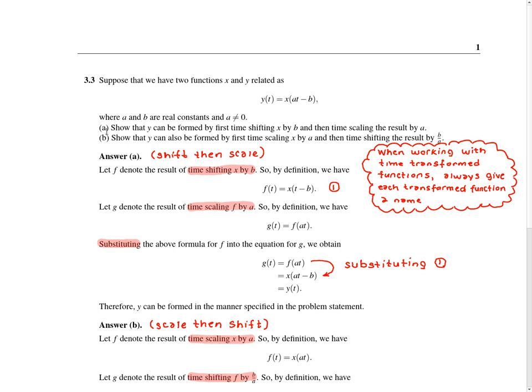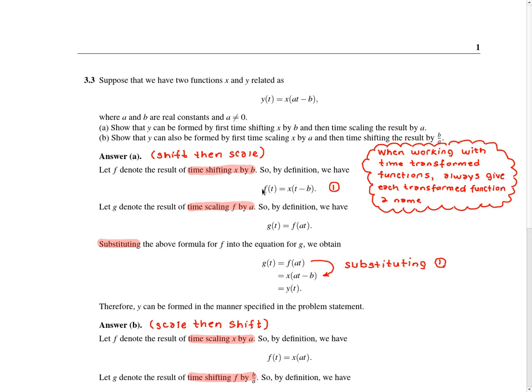So let's do part A first. We want to show that y can be formed by first shifting x by b and then time scaling the result by a. So I'm going to let f denote the result of time shifting x by b. I'm basically going to shift and then scale, so I shift first by b. Let the function f denote the function x shifted by b. By definition, that means x and f are related in this way: we're applying a time shift of b to x in order to get f.